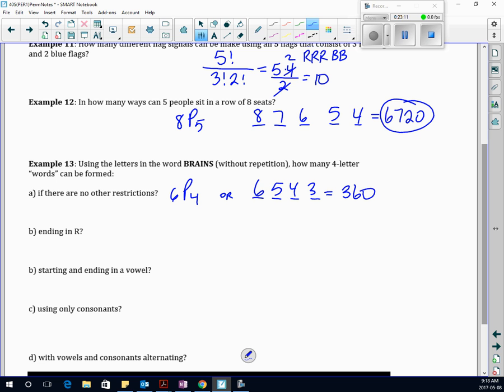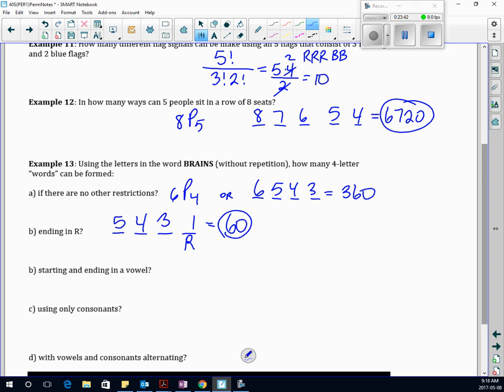Yeah? Okay, so as soon as I start making a restriction, you need to go back to making decisions using blanks. So if it ends with an R, that means this 4-letter word, this has to be an R. Do you see that? So you only have 1 choice for that. After you use up that R, how many choices do you have for the first spot? 5, then 4, then 3. So does everybody see I get 60 that way?